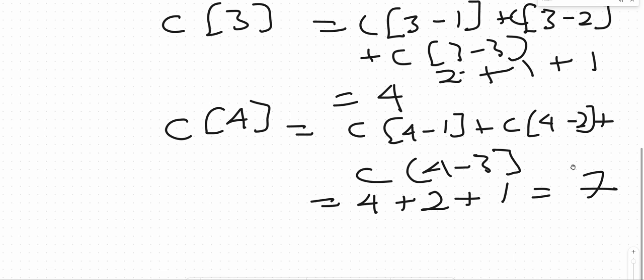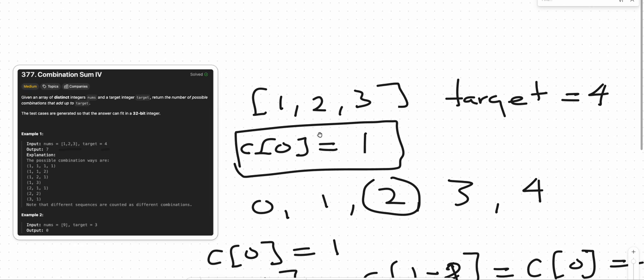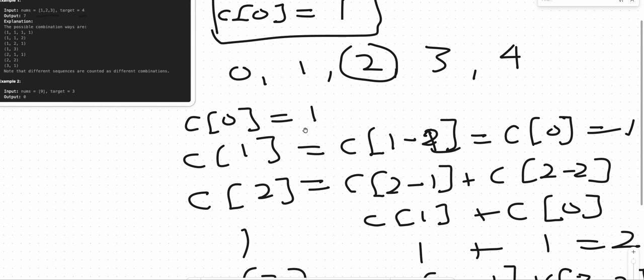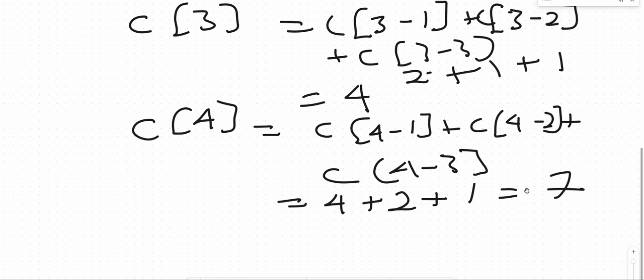This is how you get to it. Programmatically it's a bit easier, but the main thing you have to focus on is finding the base solution: the number of ways to make 0 out of these numbers is 1. Based on that, you build up the solution to your target, now 4. Now let's see how we can write the code for this solution.